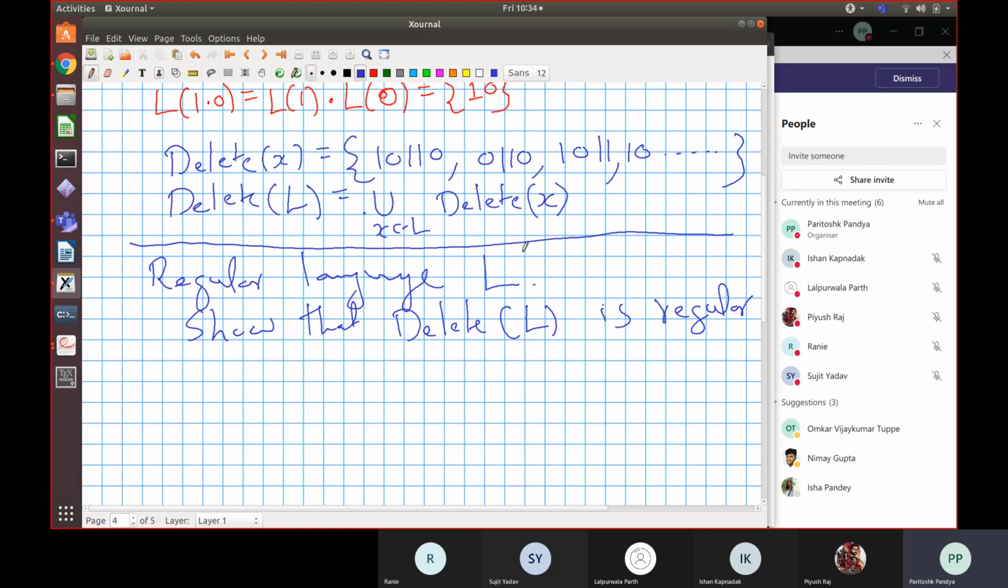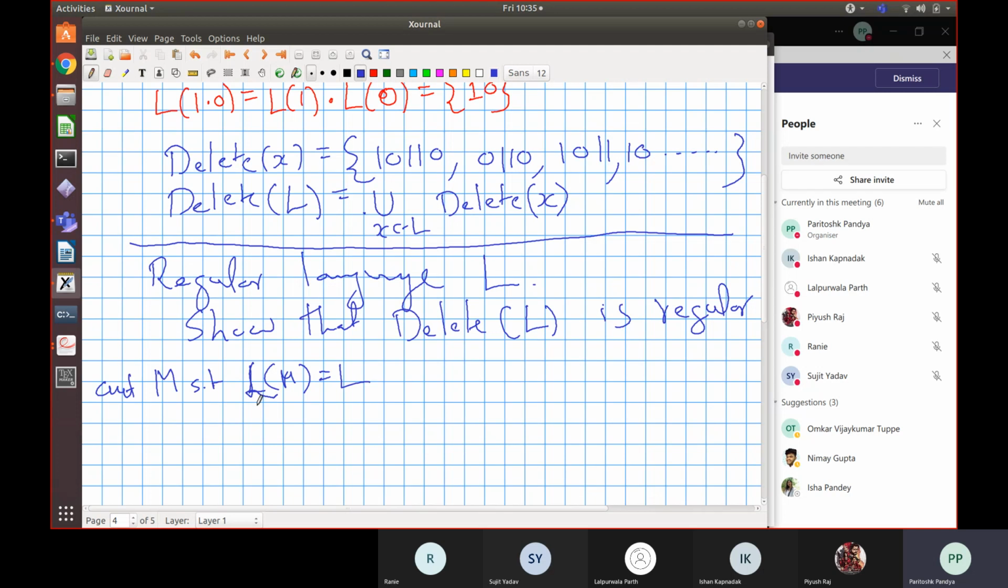Now, what does it mean to say that a language is regular? What is the definition of a regular language? It is recognized by a DFA, right? So we can assume that for L there is a DFA, an automaton M, such that the language of M is the same as my L. Don't confuse this L here. The language of machine M is the same as my language L, right?